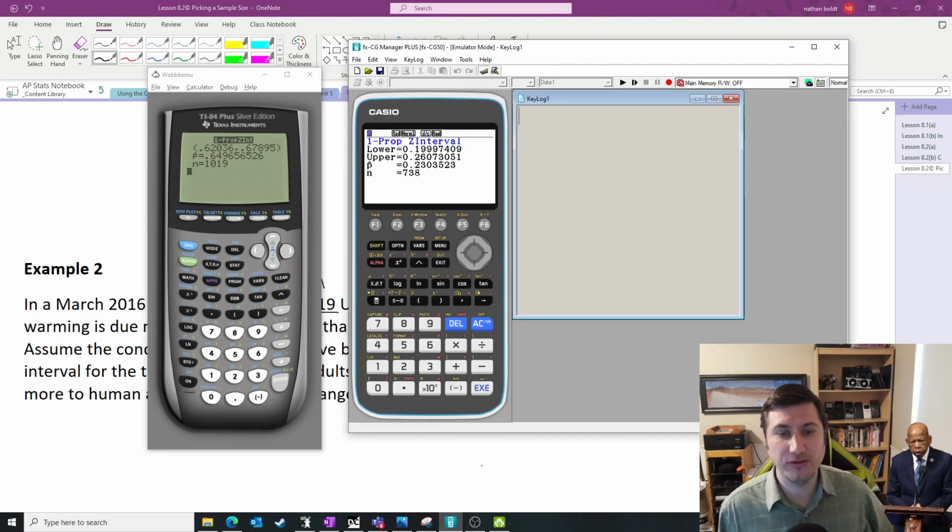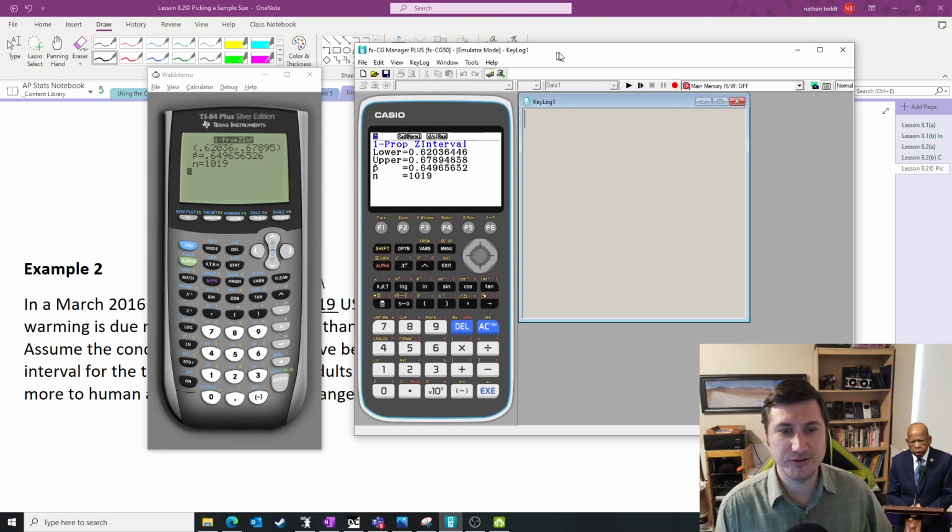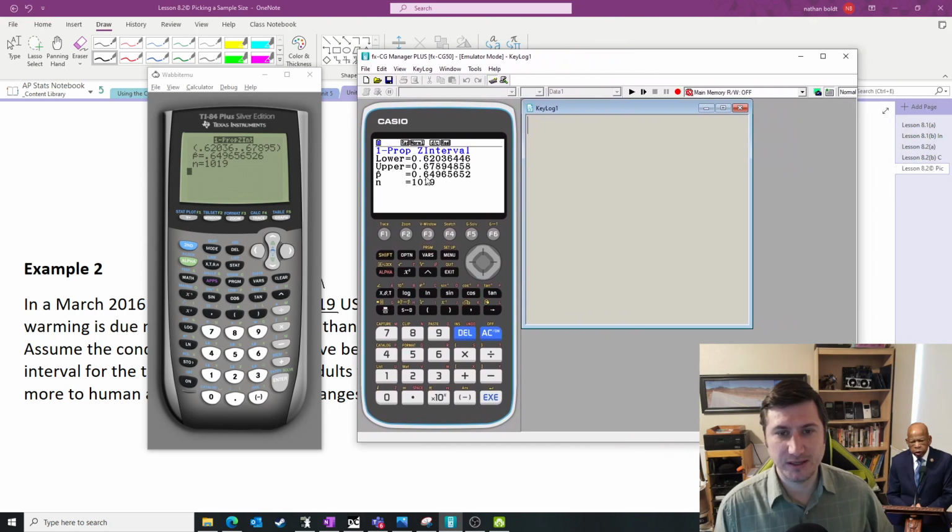To show you them on the Casio one more time, you go interval, Z, 1 proportion. Let's see, our successes was 662. Our sample size was 1019. And there we have our interval, the lower and the upper for the confidence interval. They both give you p-hat, right? So you can check to see if you entered that in right. Our p-hat was 65%. This one's 64.96. That rounds up to 65%.